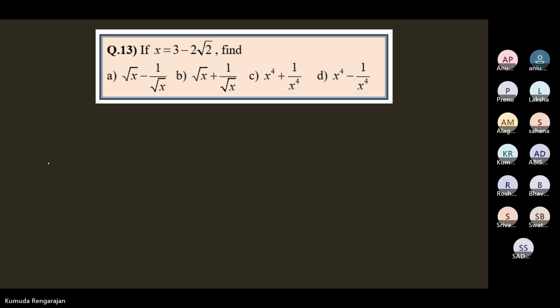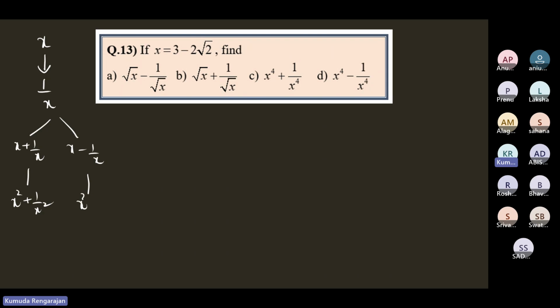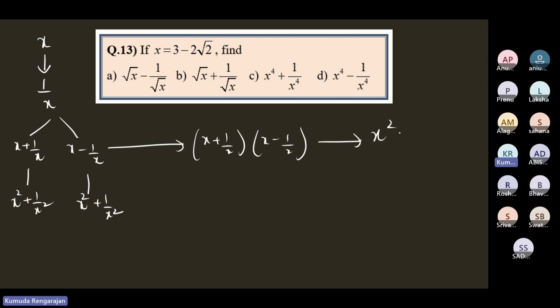So you have x, you must find 1 by x. Then you find x plus 1 by x. You can square this one both the sides and find x squared plus 1 by x squared. But you should also find x minus 1 by x. If you want, you can square this also. Any one you can square and get x squared plus 1 by x squared. Then you multiply x plus 1 by x and x minus 1 by x, and you'll get x squared minus 1 by x squared. Now you multiply x squared plus 1 by x squared into x squared minus 1 by x squared, which is x to the power 4 minus 1 by x to the power 4.